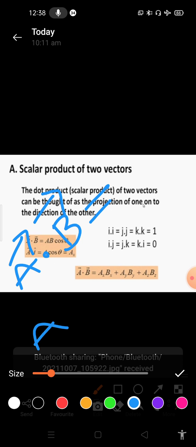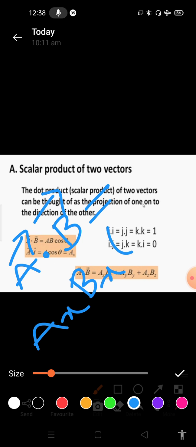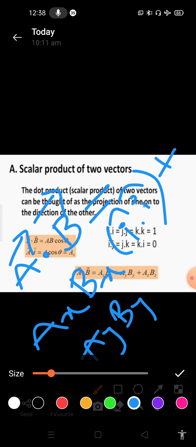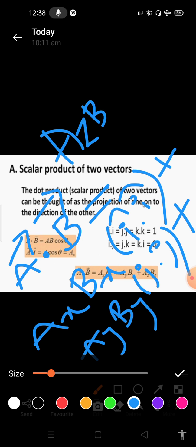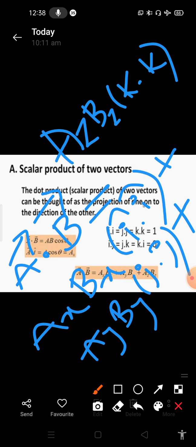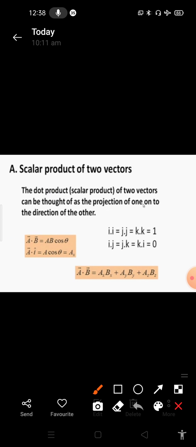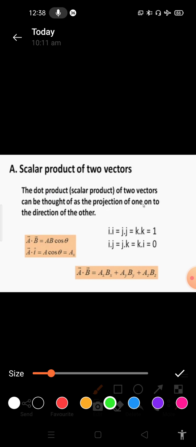ax bx i dot i, and i dot i value is 1, plus ay by j dot j, j dot j value is 1, and here I am writing az bz k dot k, k dot k value is 1. So what is the final value? a bar dot b bar is equal to ax bx plus ay by plus az bz. So this is the scalar product of two vectors.